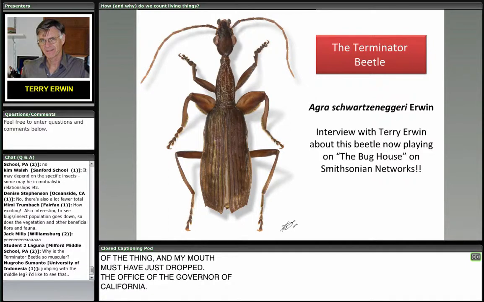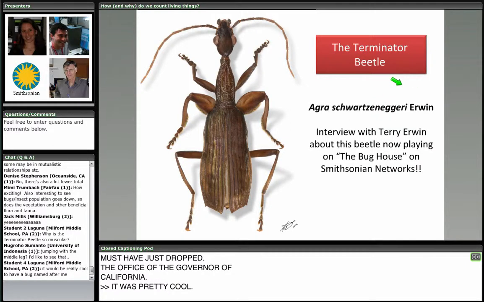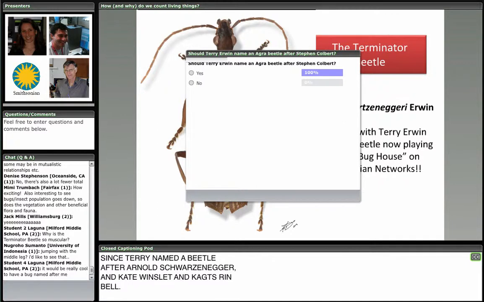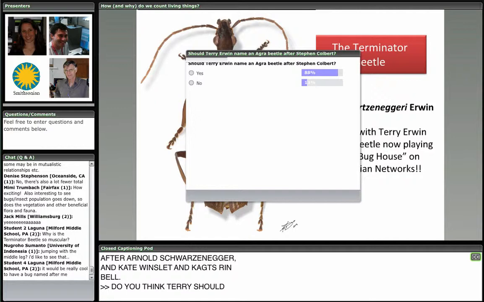So now we have a vote we want you guys to take. Since Terry's named a beetle after Arnold Schwarzenegger, he's also named one after Liv Tyler, Kate Winslet, Catherine Bell. Do you think Terry should name an agri-beetle after Stephen Colbert? Let's see what you guys think. And we'll, of course, report these results back to Stephen Colbert, won't we? So if Stephen Colbert is listening, you can maybe expect a beetle to be named after you in the future. Well, more than 80%. All right. I appreciate the people saying no.